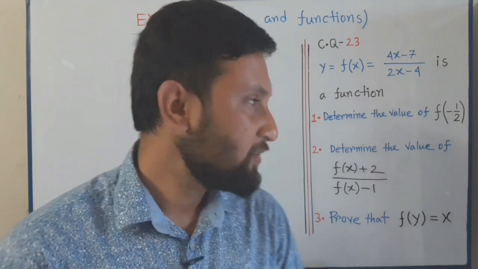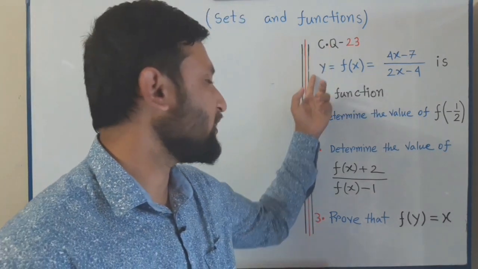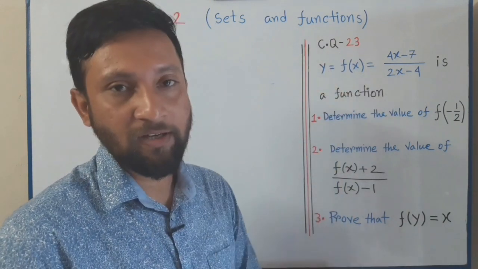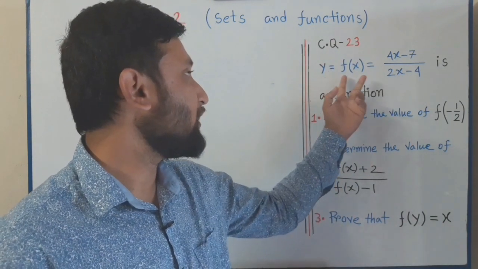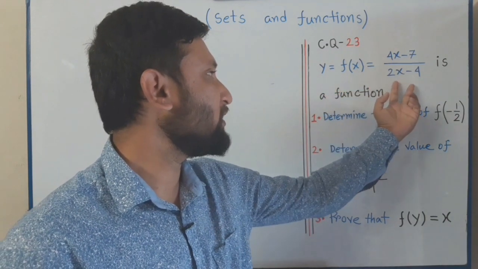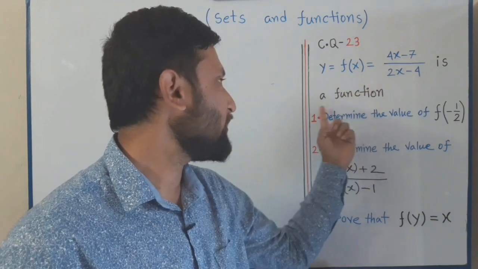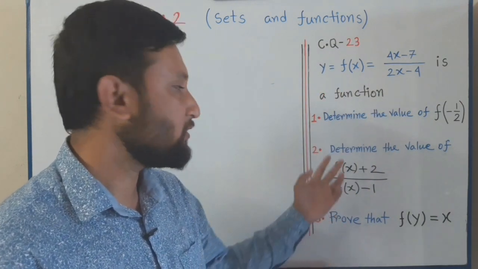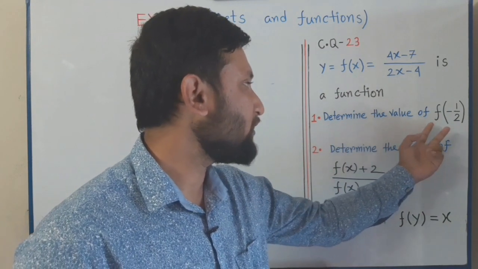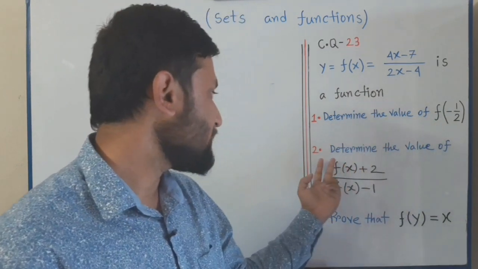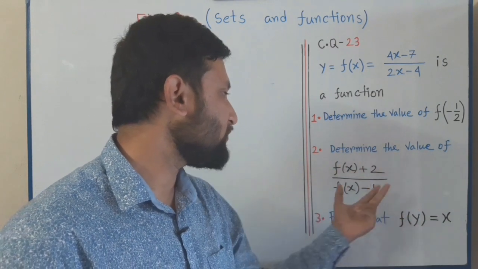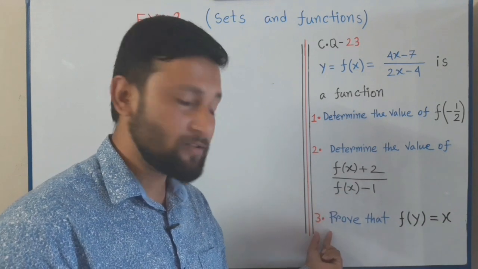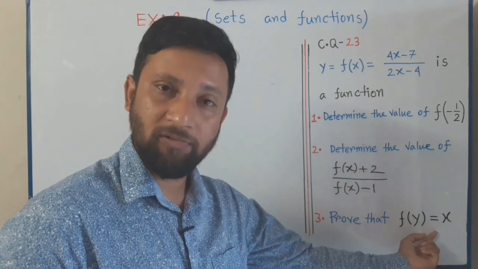Let's start. Here see that I have written a question. This question is from exercise 2.2, question number 23. The question is, if y equal f of x equal (4x minus 7) divided by (2x minus 4) is a function, by using this scheme we have to solve these three questions. First one is, determine the value of f of minus half. Second question is, determine the value of (f of x plus 2) divided by (f of x minus 1). And the third one is, prove that f of y equal to x.